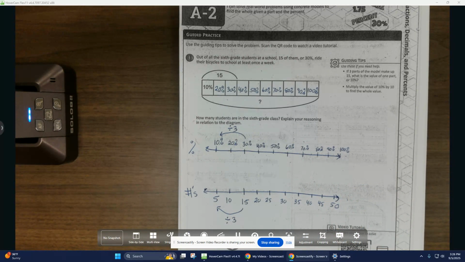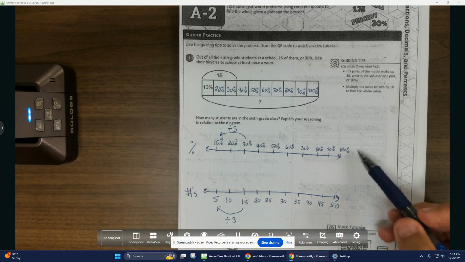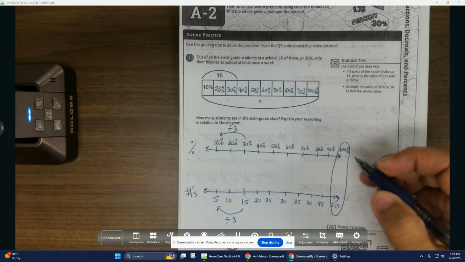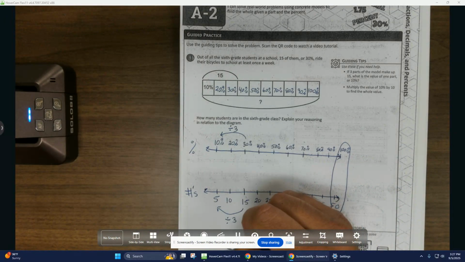So the question says, out of all the 6th grade students at school, 15 of them, or 30%, so that's what we started with, ride their bicycles to school at least once a week. How many students are in the 6th grade class? So at 100%, we had 50 students. So the answer is 50 total students.